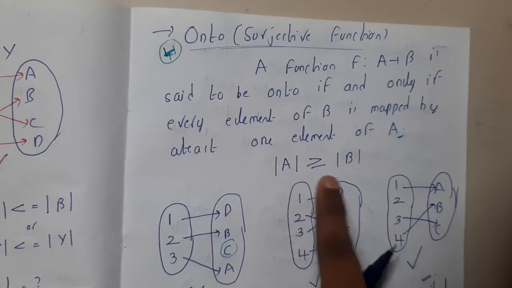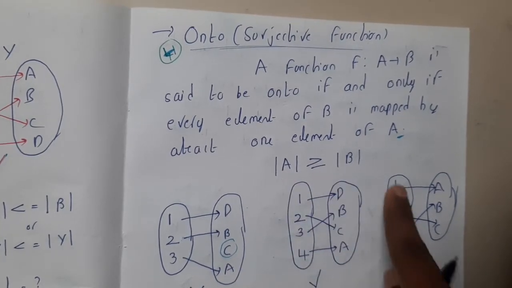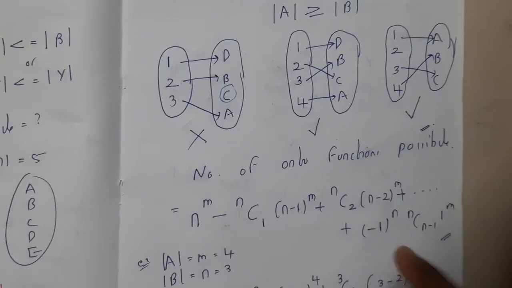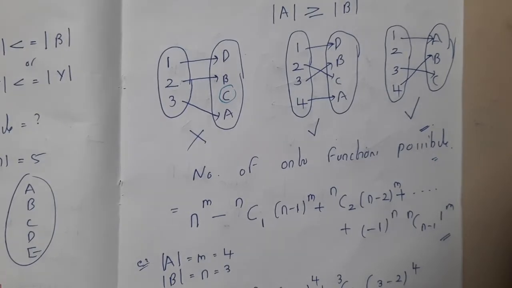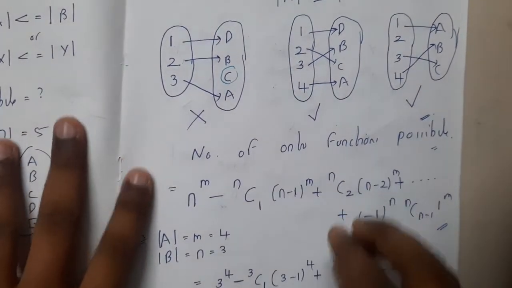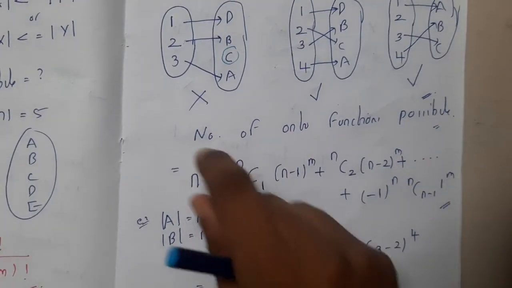So A is greater than or equal to B. Here the concept is greater than or equal to. The number of elements in A should be greater than or equal to the number in B. For this, I cannot derive the formula, guys, because this is a standard formula. For onto functions, the number of onto functions possible will be given by this formula.